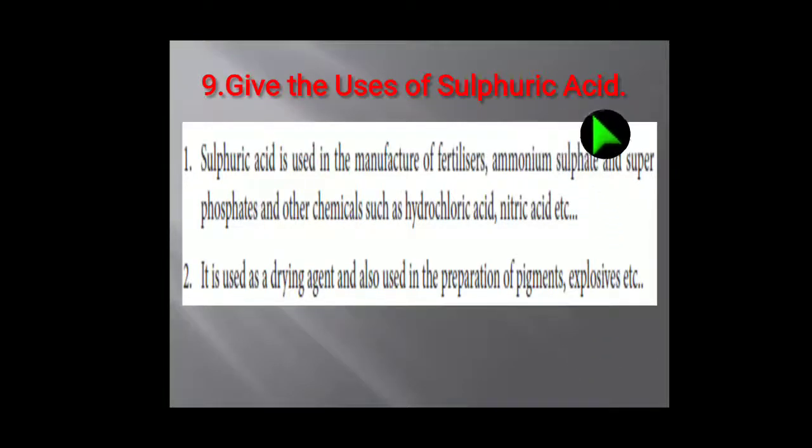Question number 9. Give the uses of sulfuric acid. Sulfuric acid is used in the manufacture of fertilizers, ammonium sulfate, superphosphate, and other chemicals such as hydrochloric acid, nitric acid. The second point, it is used as a drying agent. Probably the water is removed by sulfuric acid, and it is also used in the preparation of pigments and explosives.